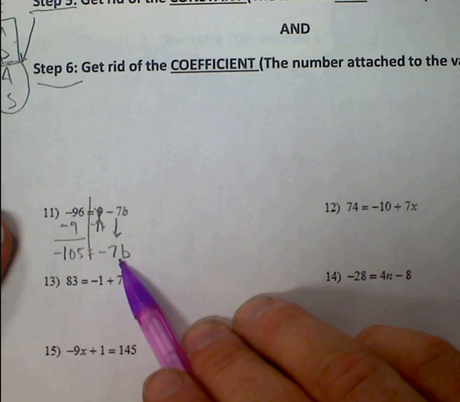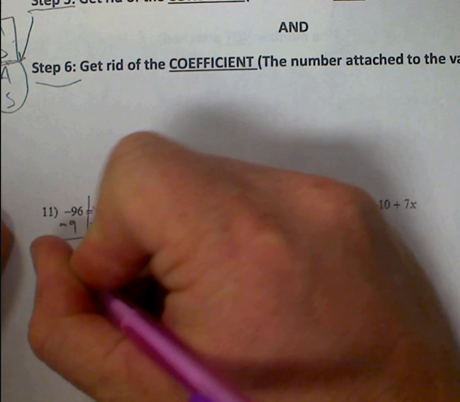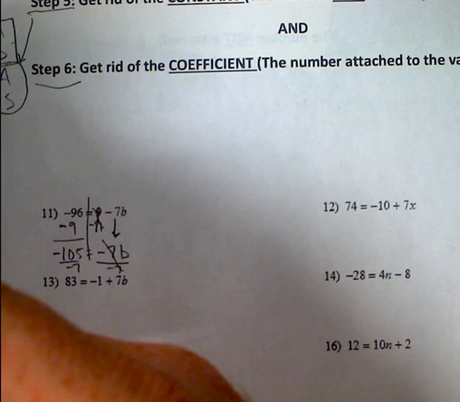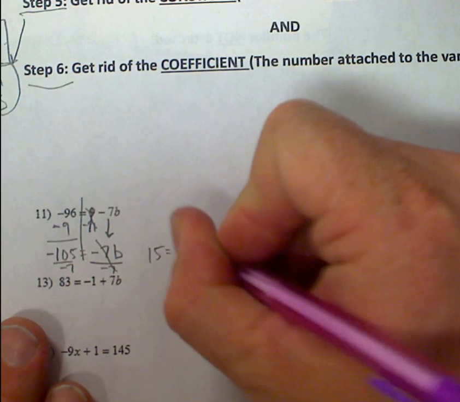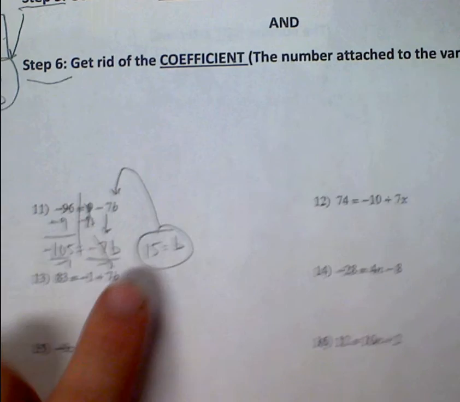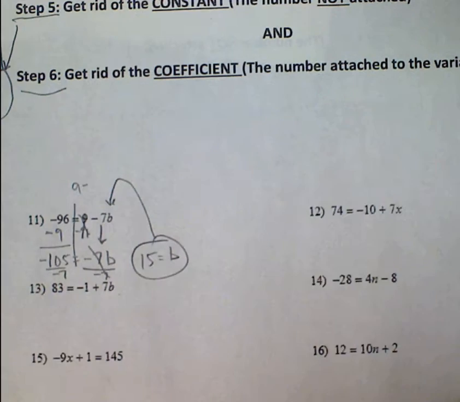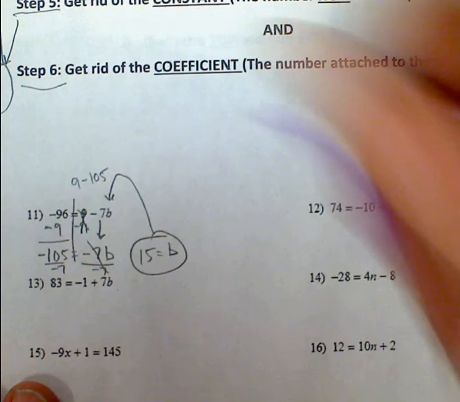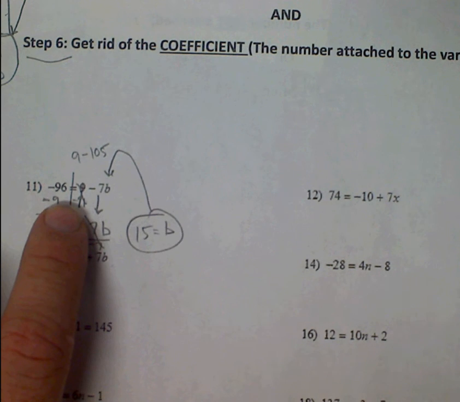Now, I need to get rid of the negative 7. If I'm multiplying by negative 7, I divide by negative 7. Two negative signs make a positive. 105 divided by 7 gives me 15. 15 equals b. Now, does this work? Let's check it out. So if I plug 15 back in, I would take 9 minus 7 times 15. So 7 times 15 is 105. 9 minus 105 is negative 96, so it works out even if I plug it in.